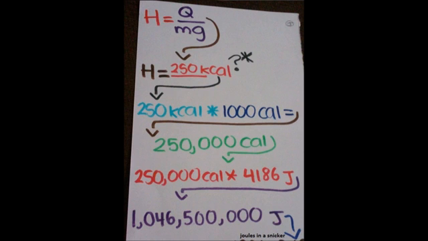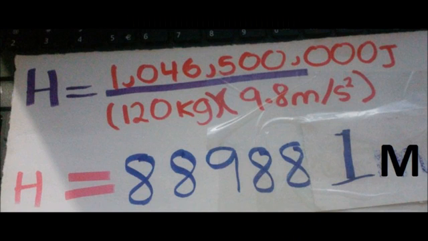I'm going to put in my values and my equation will look like this. Height equal to heat, which is 250 kilocalories. But do not forget to convert those kilocalories to joules. To find the joules in the sneaker, you are going to multiply 250 kilocalories times 1000, which are the calories in 1 kilocalorie. Then after that, you're going to multiply the result, in my case 250,000, times 4,186 joules, which are the joules in 1 calorie. And my result will be 1,046,500,000 joules.